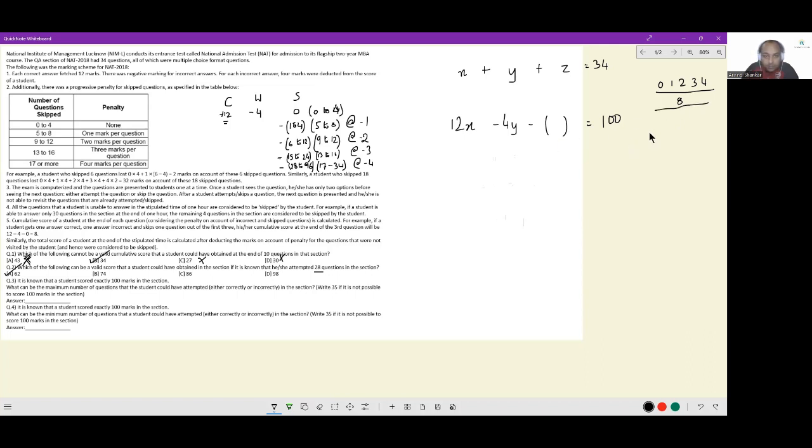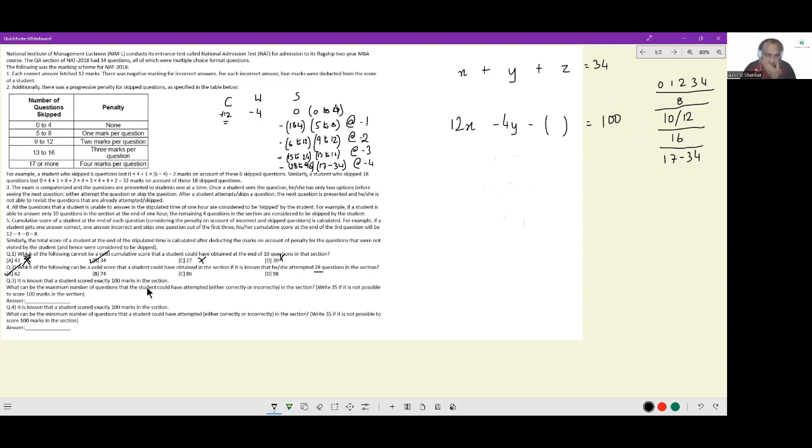In the second band, the only possible number of questions skipped can be 8. In the third band, the number of possible questions skipped should be either 10 or 12. In the fourth band, the only acceptable number of questions skipped will be 16. And in the final band, anything from 17 to 34 is acceptable. Only when questions skipped are one of these numbers do we get a total score that is a multiple of 4. Otherwise, the total score will not be a multiple of 4.